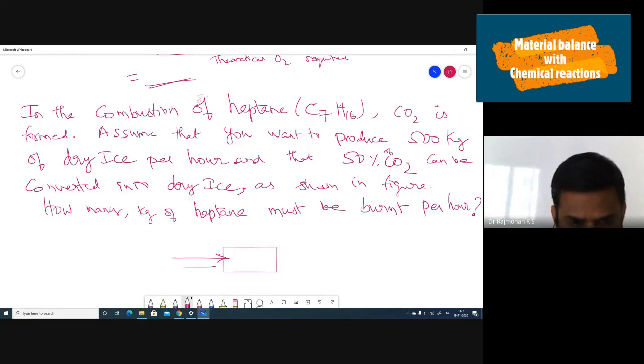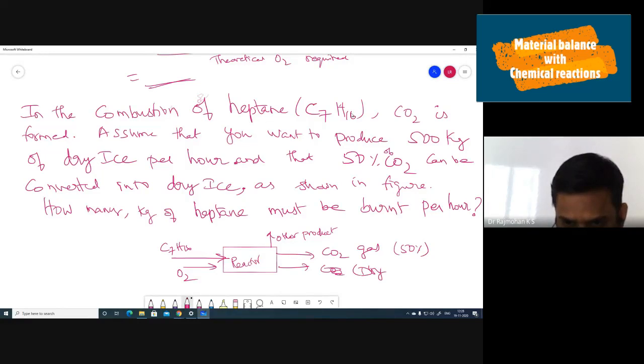There are two inputs. One is heptane C7H16. There is oxygen required, no? Combustion means we have to do. So we have a reactor, and there are other products being formed. This is the diagram given in the question. There is CO2 gas leaving the system, and only 50% of CO2 is converted into dry ice. Dry ice is nothing but CO2. So that is again 50%, the CO2 in the solid form and CO2 in the gas form.